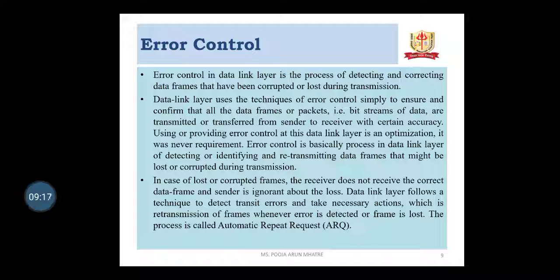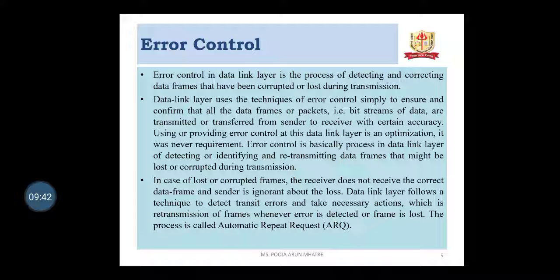Error control is basically the process in the data link layer of detecting or identifying and retransmitting data frames that might be lost or corrupted during transmission. That means the error control mechanism has to detect and correct the errors. The error control mechanism also provides the service to detect the data, identify the data and retransmit the data.